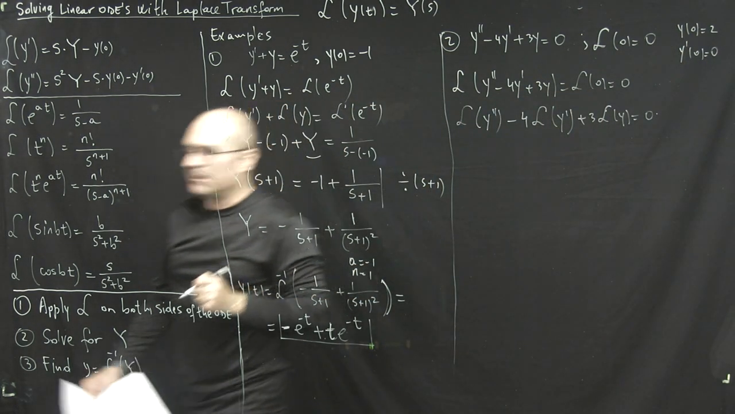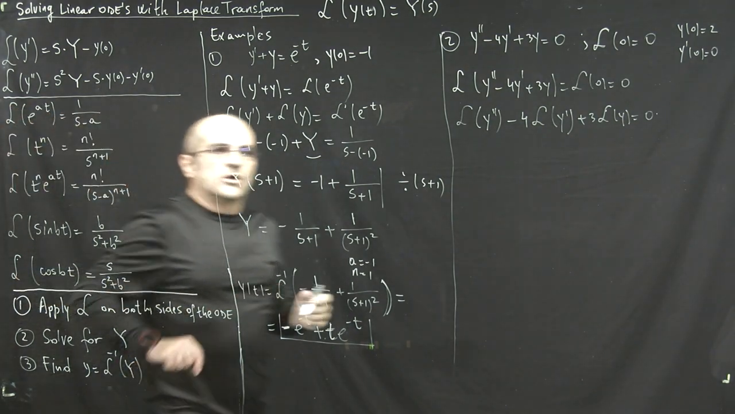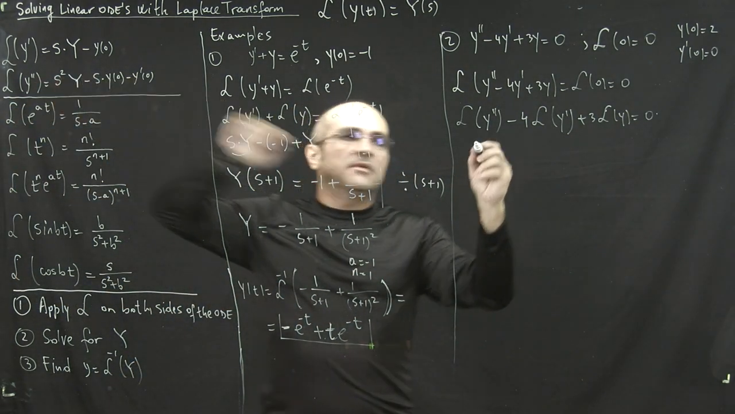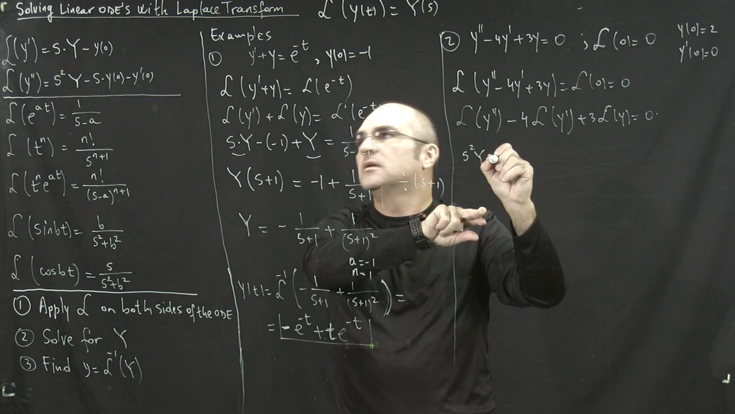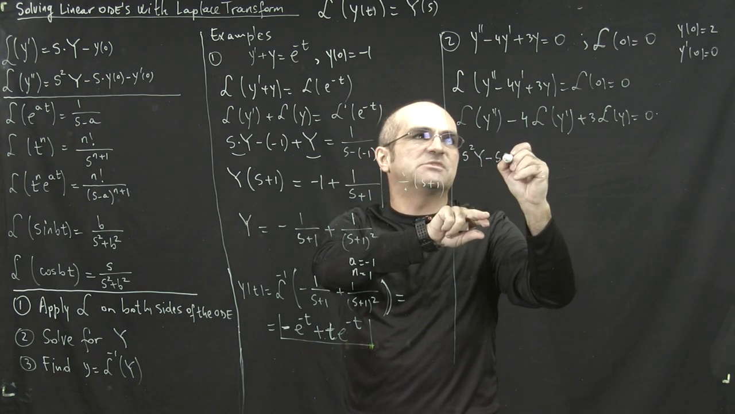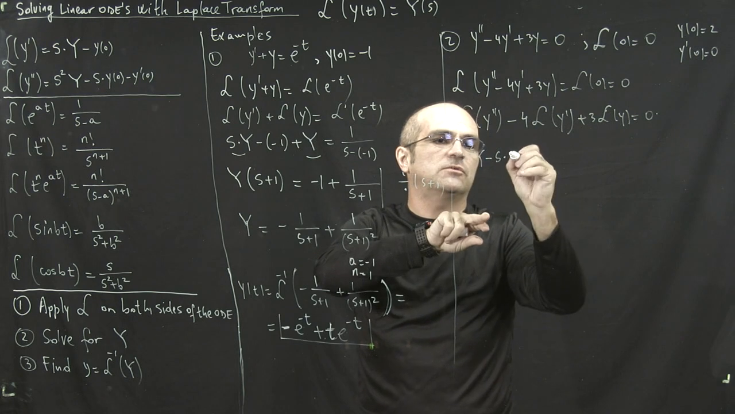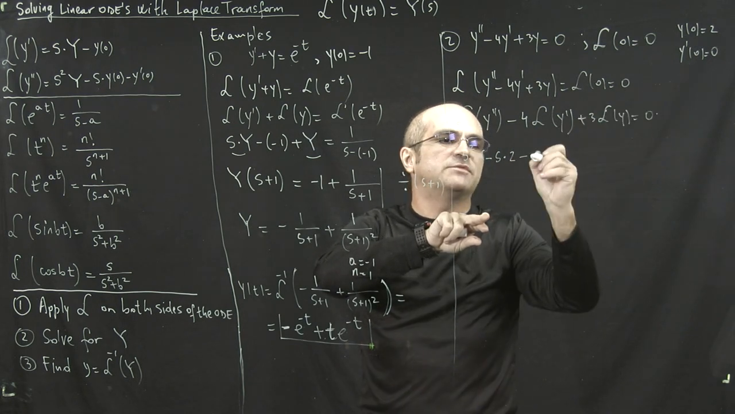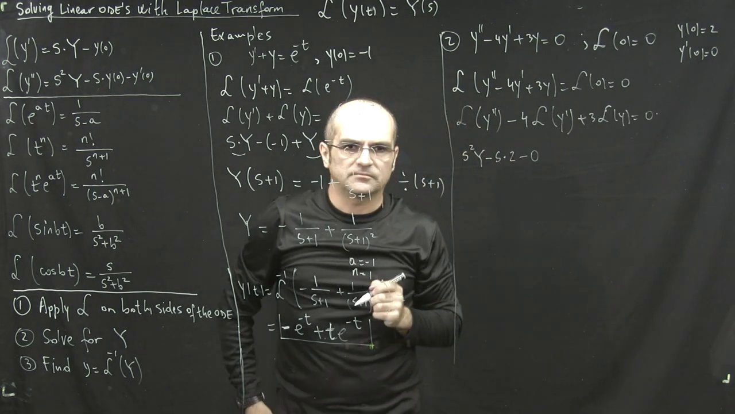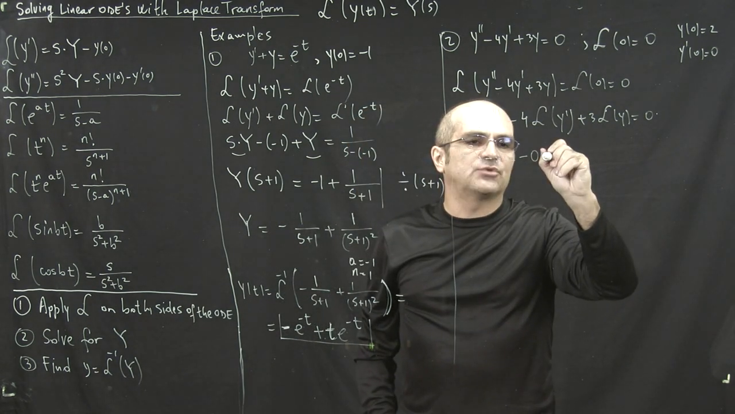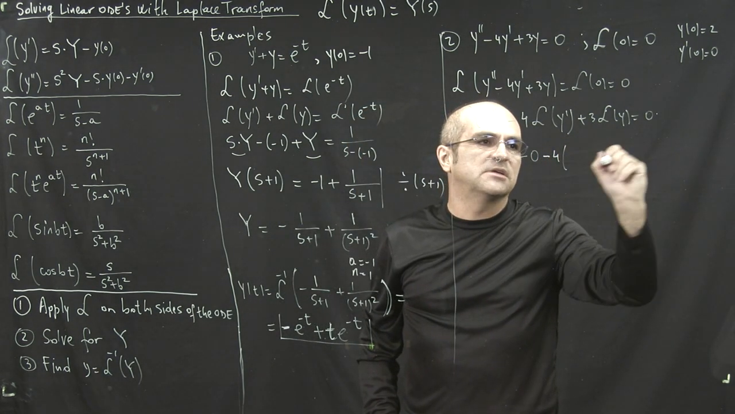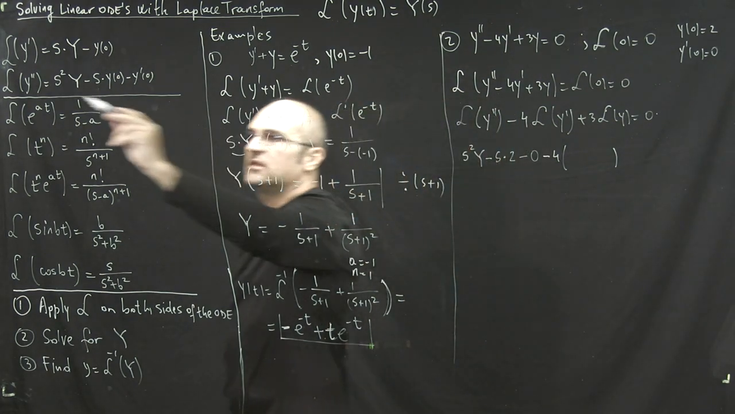Okay. So L of y double prime, what does that mean in my case? That's s squared big Y minus s times y of 0, which is 2, minus y prime of 0, which is 0. Then minus 4, and I have to use parentheses here because in this parenthesis I'm going to throw in this L of y prime.